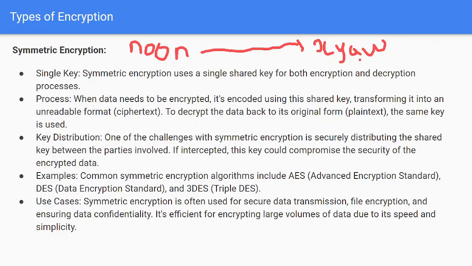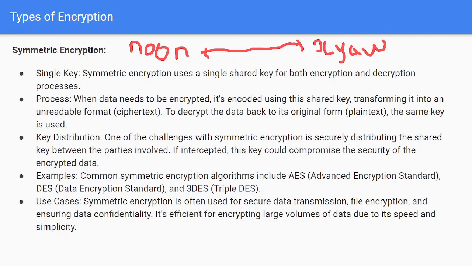I will still use that same key to decrypt this data to make it readable. You get? So basically you're using just one key to convert the readable data to unreadable, and then you're using the same key to convert the unreadable data back to readable. You understand? So that is for symmetric. So symmetric makes use of a single key.